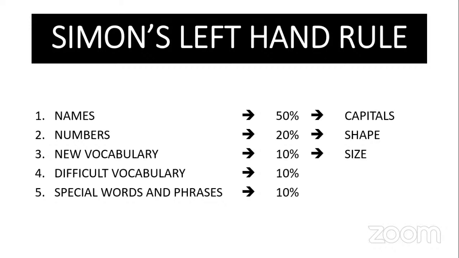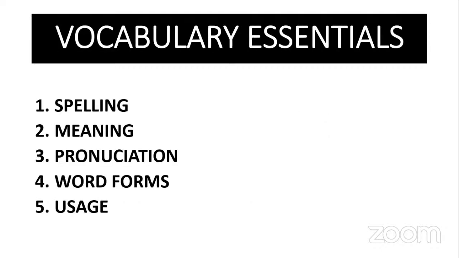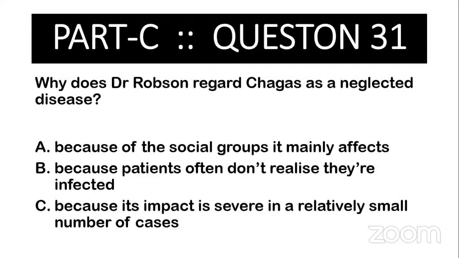So I term these as Simon's left hand rule, and follow these words very clearly, because these will give you 100% of the answers. So no need to study everything. No need to listen to everything. Follow these 5 different things. Next, vocabulary. Difficult vocabulary means these are the things. 30% will be there. New vocabulary, difficult vocabulary, and special phrases. So all these are related to spelling, meaning, pronunciation, word forms, and usage.